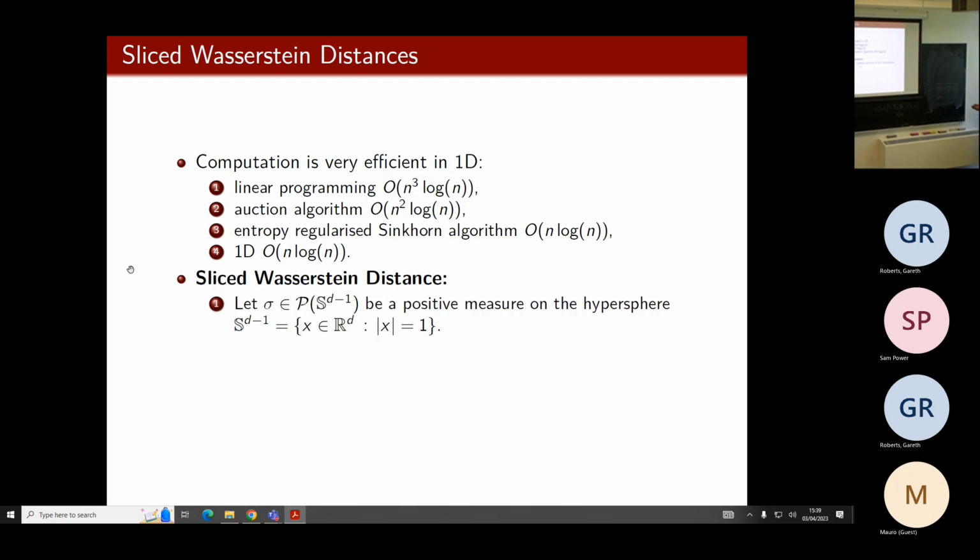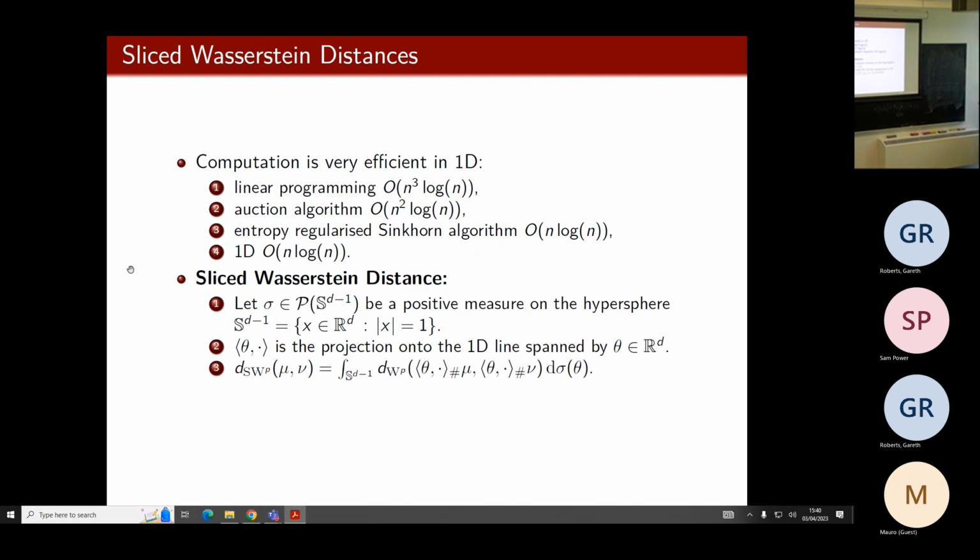They define the sliced Wasserstein distance, where you take a measure on the hypersphere. Then you project. So theta dot is the projection onto a 1D line. In the sliced Wasserstein distance, it's just going to be the integral over all the directions of the 1D slices of mu and nu.